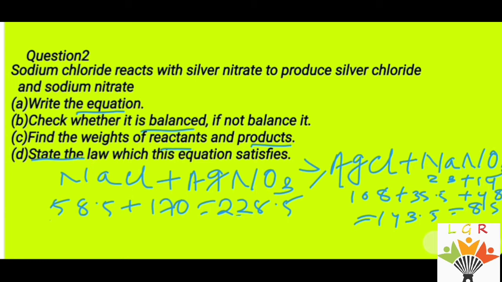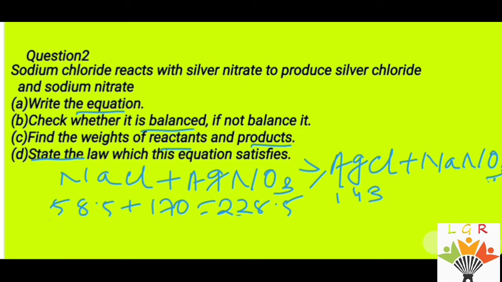Now let us find out the total weight of the RHS. The total weight of the RHS is 143.5 plus 85. You will get 228.5. So the total weight of the LHS is equal to the total weight of the RHS here. So total weight of the reactant is equal to total weight of the product.